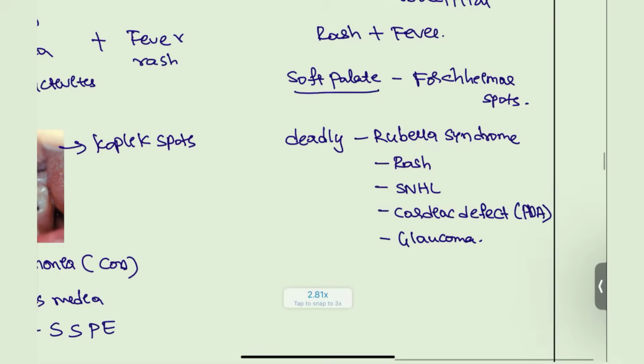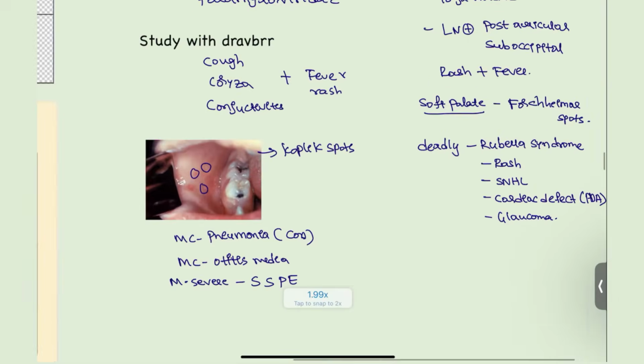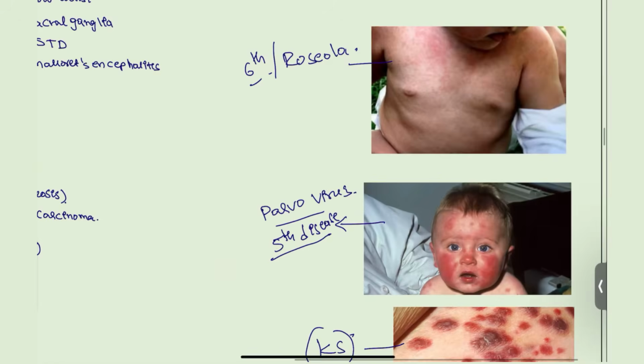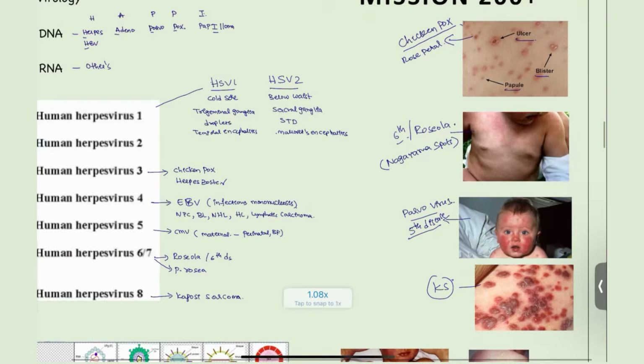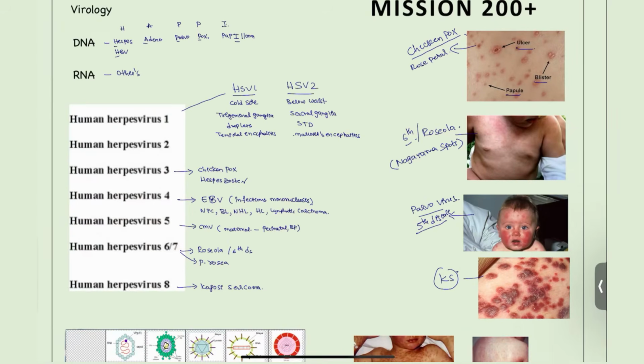This is for the rubella condition, rubella versus rubeola. And Nagayama spots, remember this, you are going to see the Nagayama spots on the hard palate. Sixth disease, that is your exanthem subitum that you are going to see. Okay, these are the important points and the diseases that you have to remember, the herpes types.